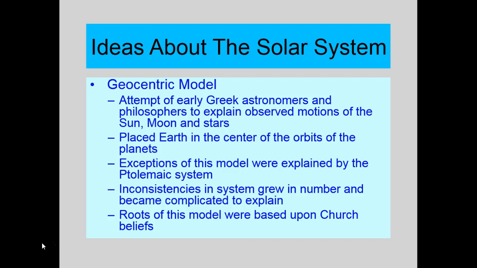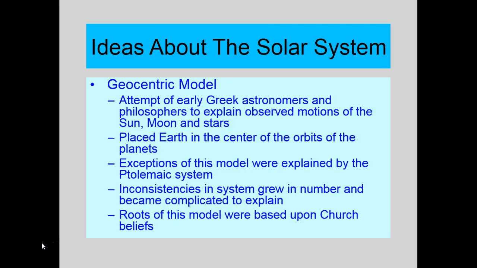And he went to great extents to explain and form the model that explained this strange planetary motion, as far as he could tell. But after enough time went by, even his system began to break down. Inconsistencies in that system grew in number, became too complicated to explain, and it just became a mess. The roots of that model were based on church beliefs, but the Greeks were way before the church, okay?